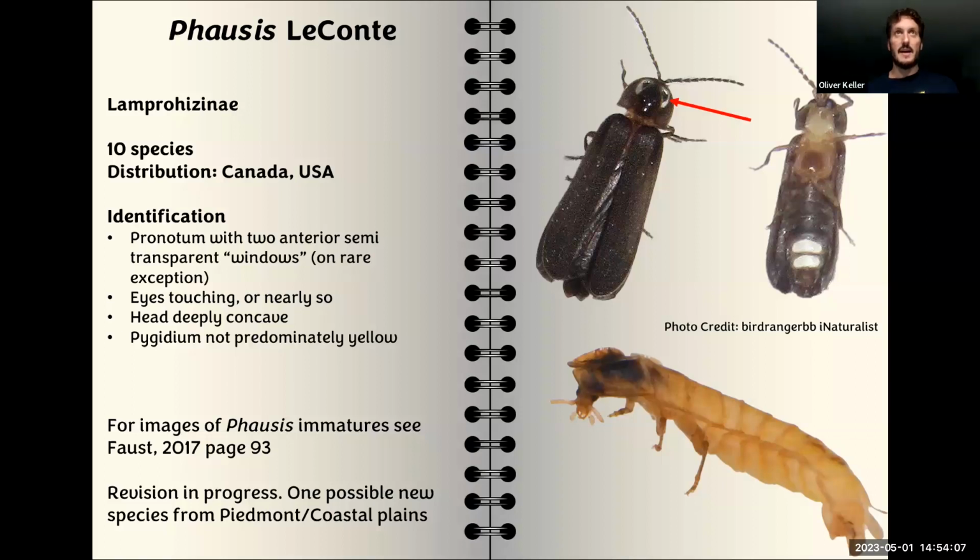A colleague has looked at all the species that are known, and I think she found some new species. And there's also a possible new species in the Piedmont and coastal plains. Hopefully this paper will come out fairly soon, and then we're going to have a nice, very well illustrated paper and key so you can identify which species you have. There are also some species on the west coast of the US, Oregon and Washington, and one or two of the species are also up in Canada.